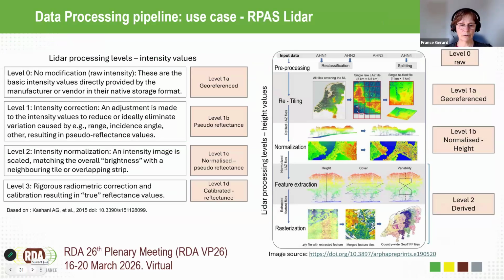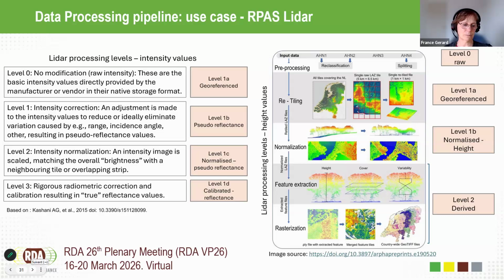So here's an example for LiDAR, where on the left-hand side, there are different processing levels referring to the intensity values that you collect, because when you're collecting LiDAR, there are two things you're collecting. You're collecting information related to the height of the features, but also information that is the radiance, so the intensity of the values that you're collecting. And the intensity values, you can actually transform, calibrate, into reflectance values.